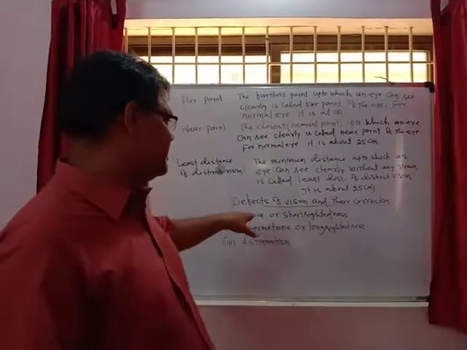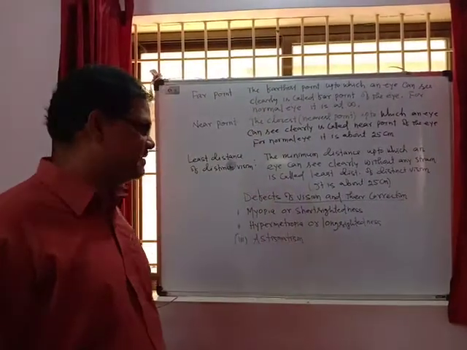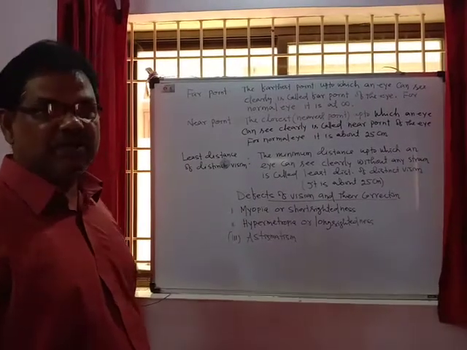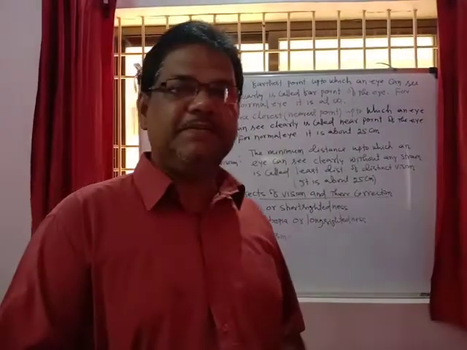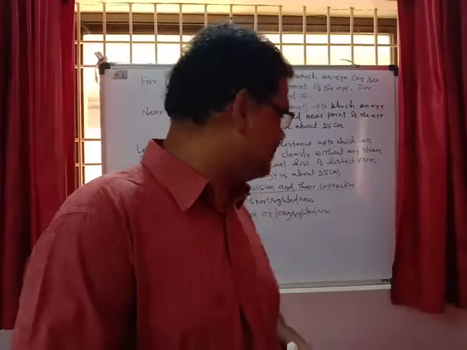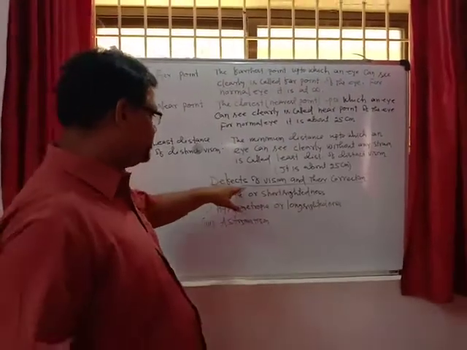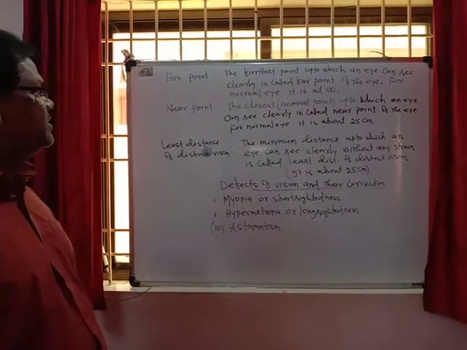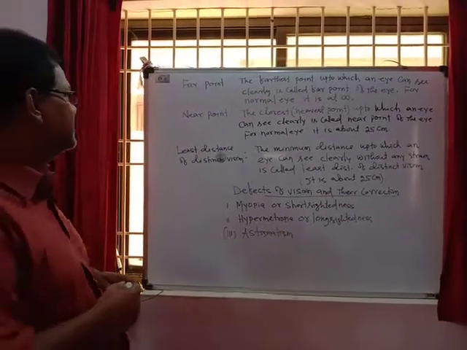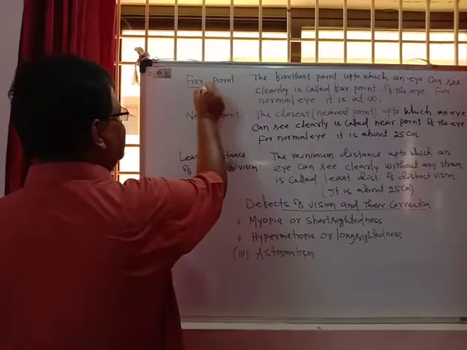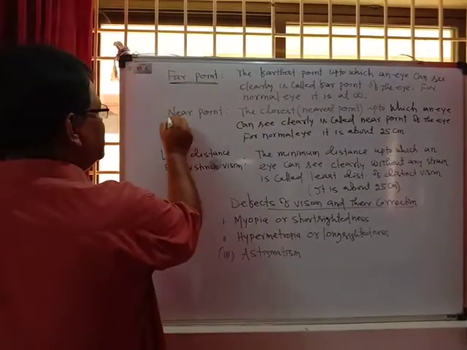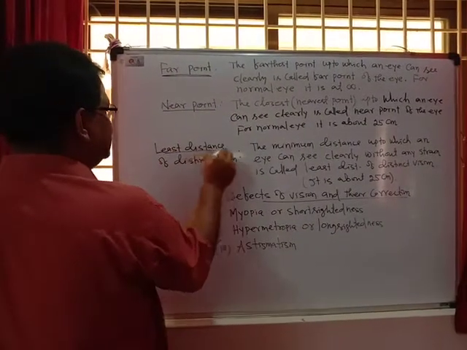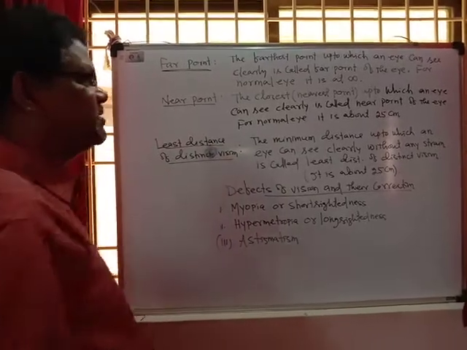What are the different types of defects of vision and their correction? How will they be corrected by using different types of lenses, convex or concave lenses? So here we have to discuss the defects of vision and their correction. Before that, you should know about the different terms: the far point, the near point, and the least distance of distinct vision. You must know these.